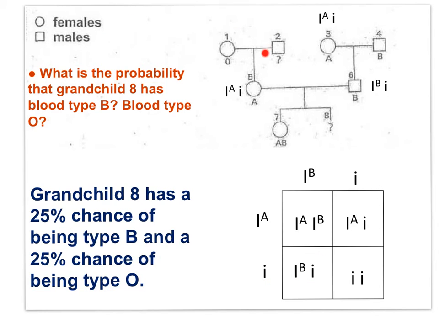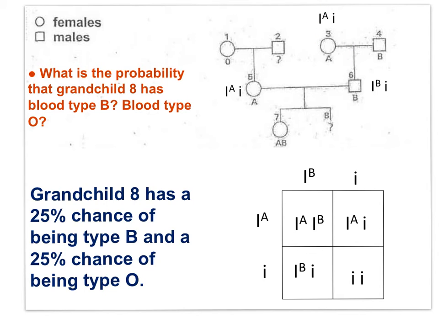Grandfather 2 could be type A or AB, as he must contribute an A allele to his daughter, daughter 5. Daughter 5 is type A. Daughter 5 is heterozygous, A-O. The spouse of daughter 5, male 6, is also heterozygous, B-O. He received the B allele from his father and the O allele from his mother.